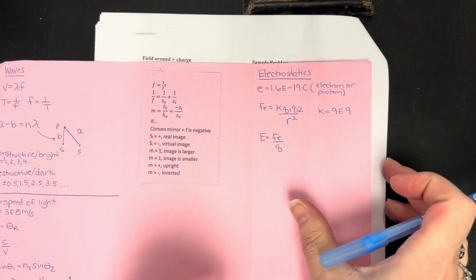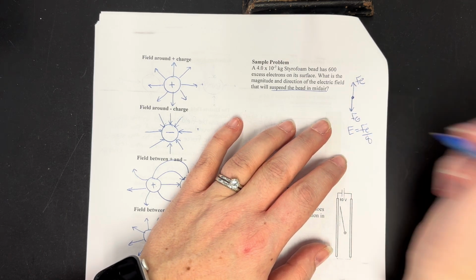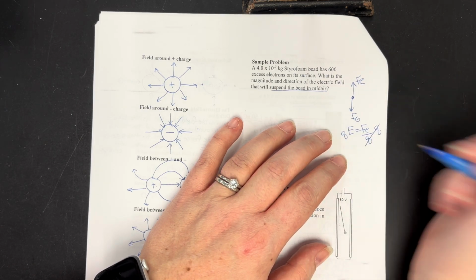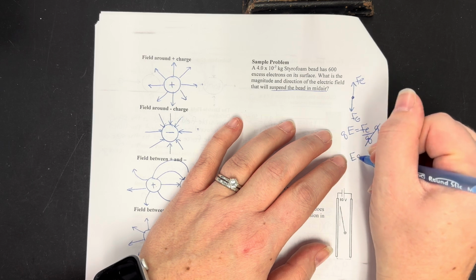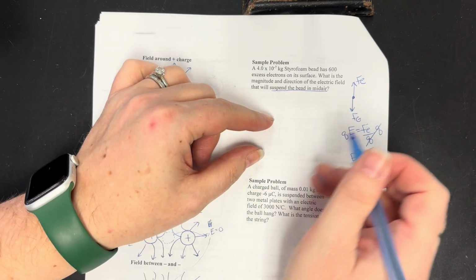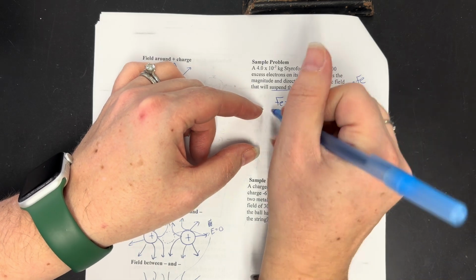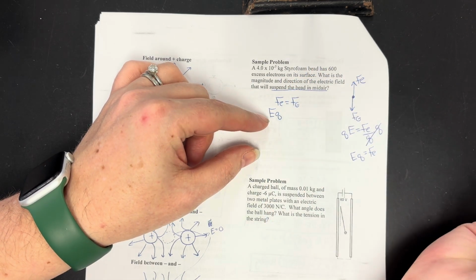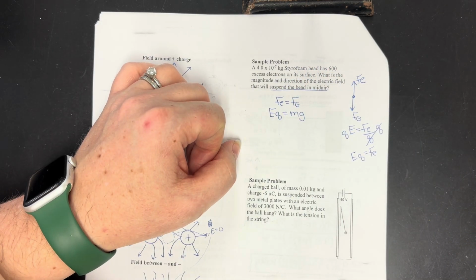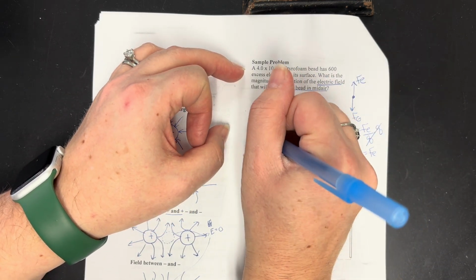So if E is equal to Fe over Q, I can multiply both sides by Q to get out of the denominator, so that EQ is equal to Fe. In this case, Fe must equal Fg, so EQ, my electric field times the charge, must equal mg. We're looking for the electric field, so that's our E.